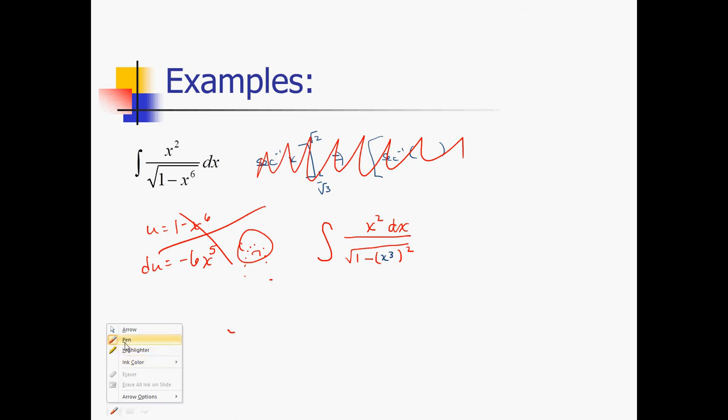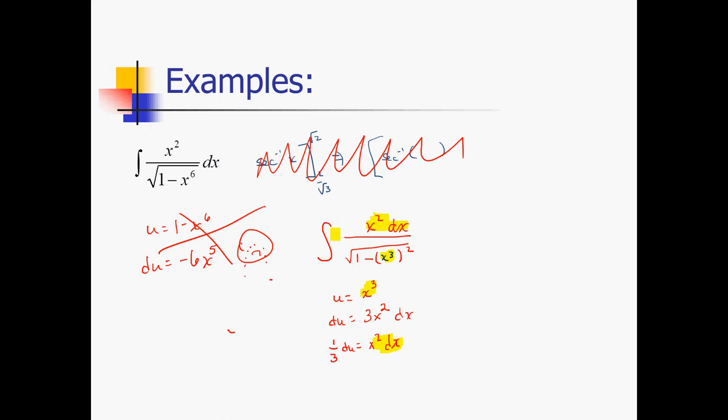So, if I make my u what's inside the square there, x cubed, du is 3x squared. I've got an x squared, I just need to get rid of that 3. And now I've got substitution. There's my x cubed, that's u. The derivative of x cubed is x squared dx. I move the 1/3 over.